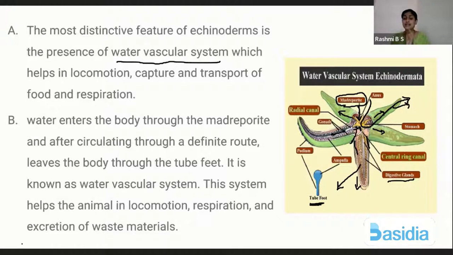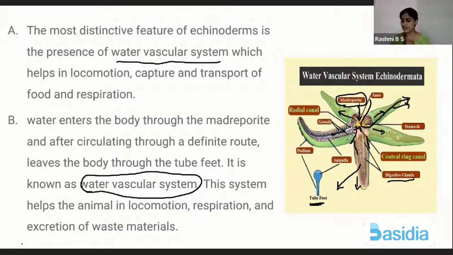Okay, yes. So there are no special structures for locomotion, no special structures for respiration, and no special structures for excretion, because the water canal system plays all these roles. So the water vascular system does all these functions of locomotion, respiration and all. How does it help in locomotion? See, when water fills in the tube feet, it gives some turgidity, okay? So with that water pressure, the animal moves like this, okay? Yes, so the water vascular system is very, very important.